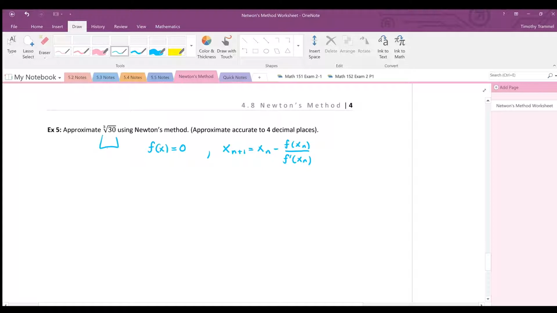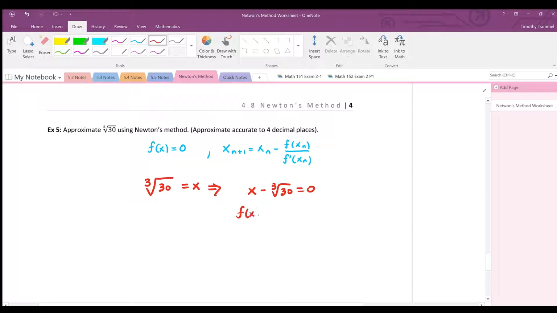So the question is, how do we incorporate a function? Well, why don't we start off by just saying the cube root of 30 is equal to x. Now, if you were to move things around a little bit, you could say x minus the cube root of 30 is equal to 0, and you could call your function then x minus the cube root of 30.